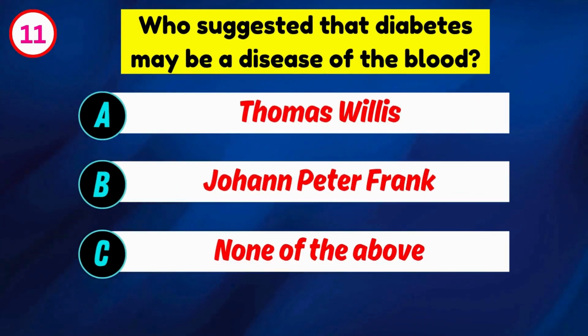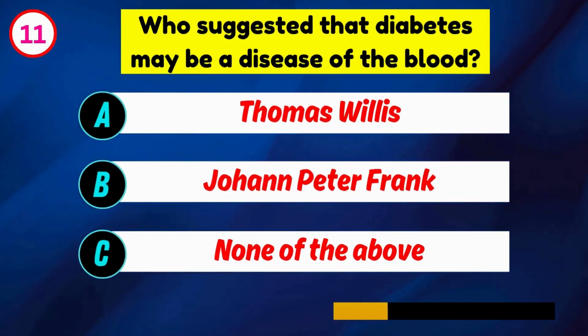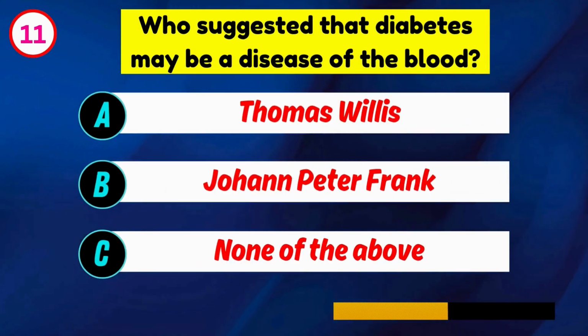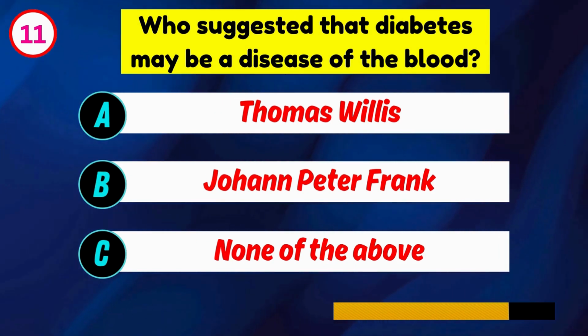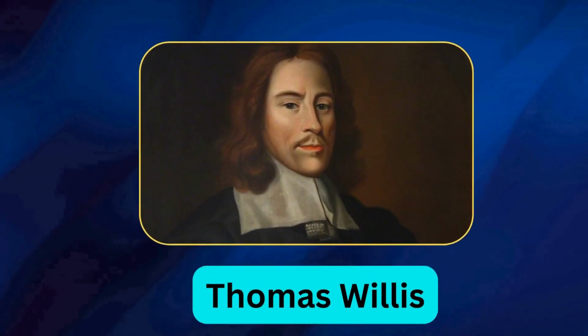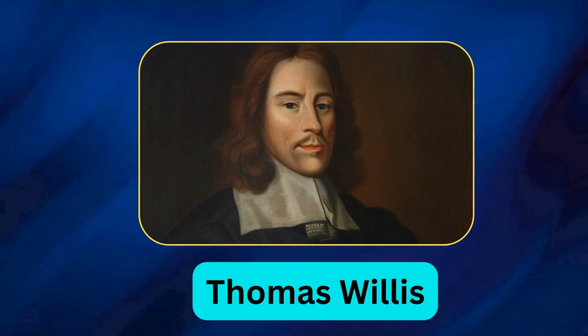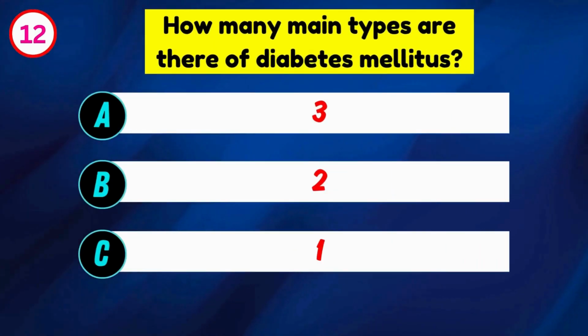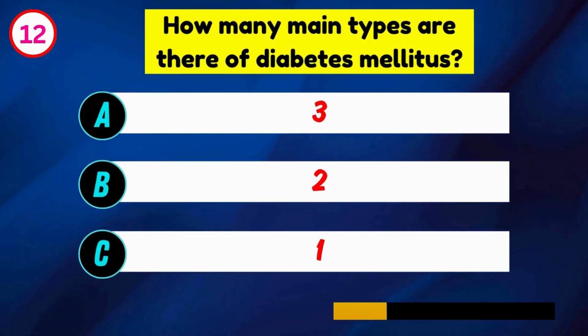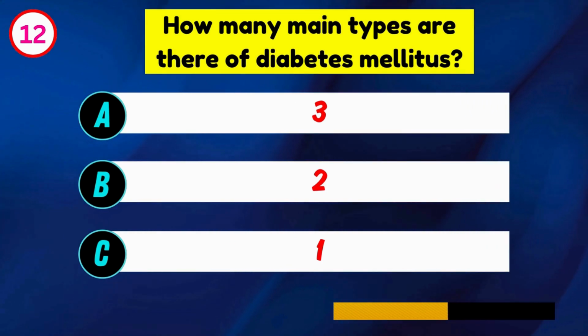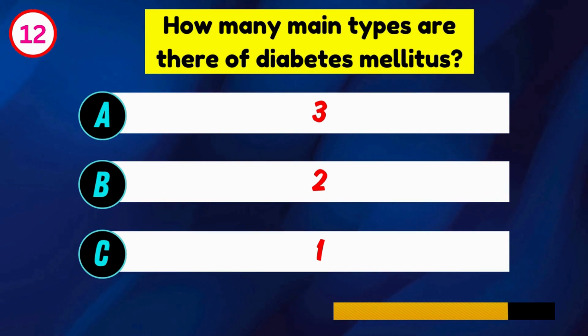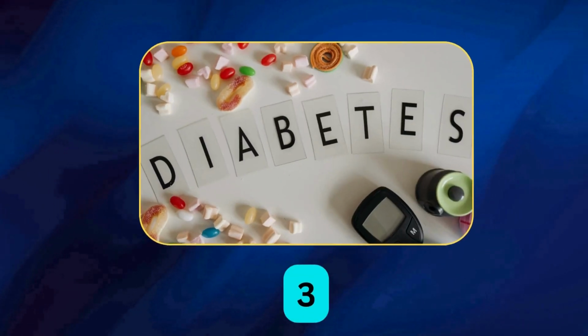Who suggested that diabetes may be a disease of the blood? Thomas Willis, Johann Peter Frank, none of the above. Thomas Willis. How many main types are there of diabetes mellitus? 3, 2, 1. Three.